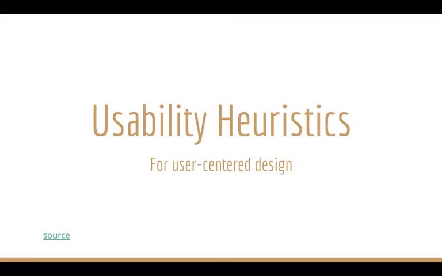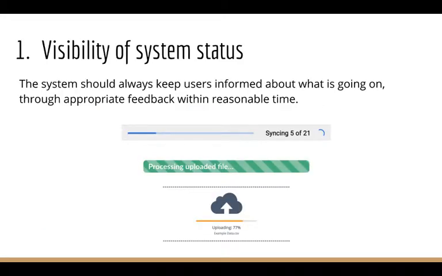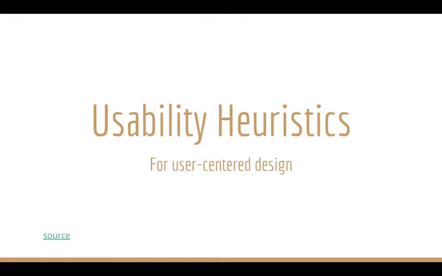So, usability heuristics for user-centered design. There's a set of 10 specific heuristics that I'm going to go through, and today I'm going to try to get through them pretty quickly so we have enough time to do the activity. They're going to help you think about how you evaluate a site's usability. They overlap a little bit, but each one is pretty distinct.